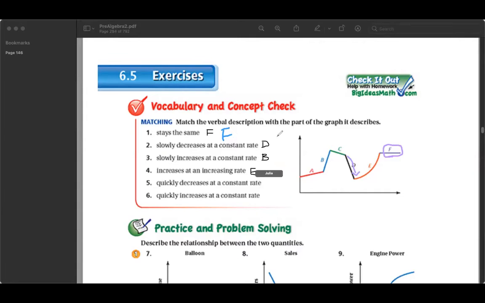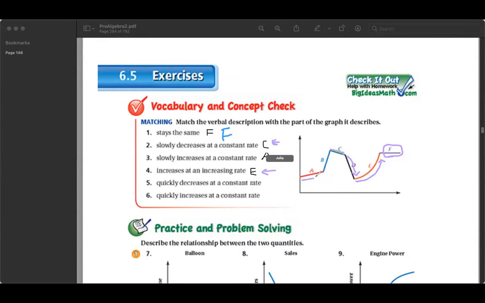Actually, got to be careful with this one, I think. Slowly increases at a constant rate. Yep, so this is right, increases at an increasing rate. So it starts to get bigger and then eventually goes way up. And so what about this? Slowly decreases. There we go, C, because it's slowly doing it.